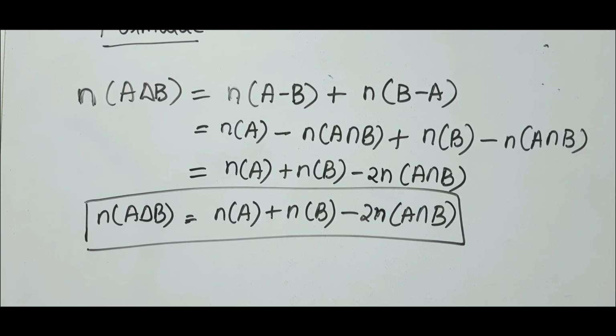If we need the number of elements of A Δ B, just check whether they have given the number of elements of A, the number of elements of B, and the number of elements of A intersection B. Just write down n(A) plus n(B) minus 2 times n(A intersection B). You will get the number of elements in A Δ B.